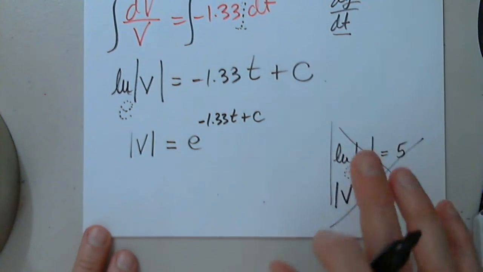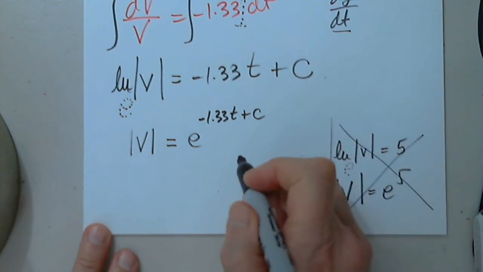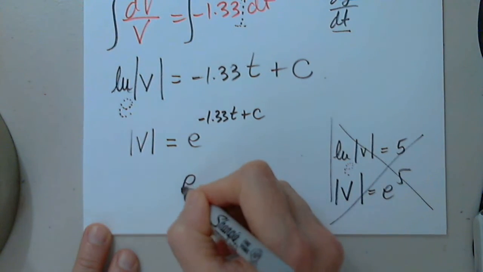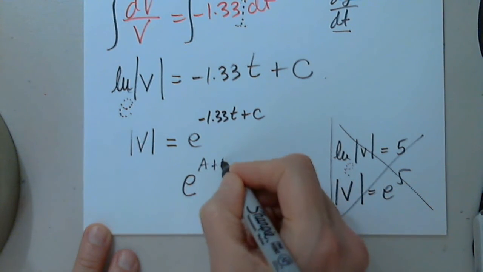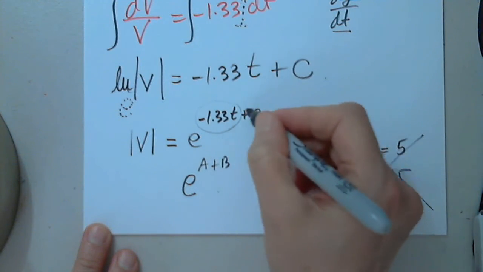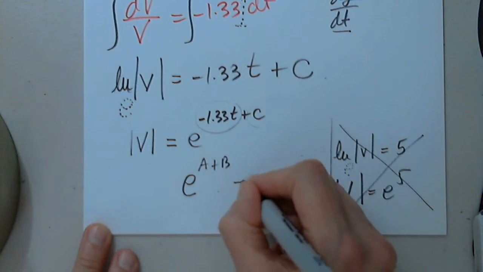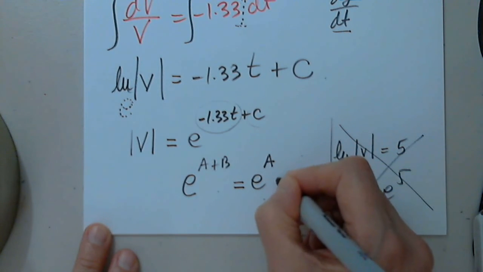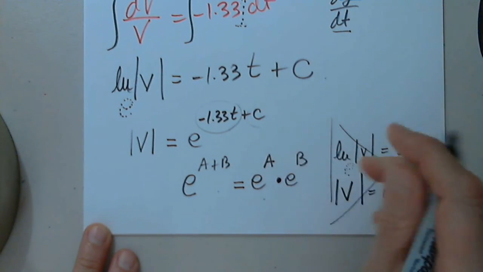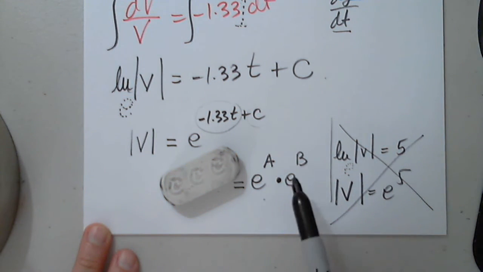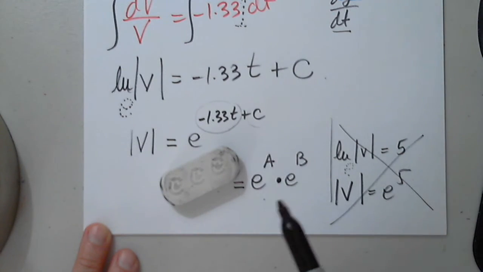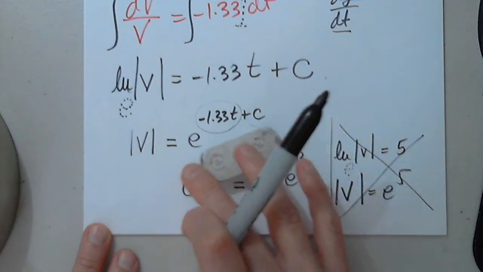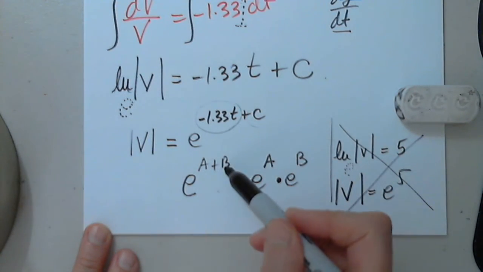Now, one other property that I need to discuss so we can continue. If I have e to a plus b, this is the same thing as e to a times e to b. How do I know this? It's because of the base to a power times the same base to another power. I copy the base and add the exponents. Copy the base and add the exponents.